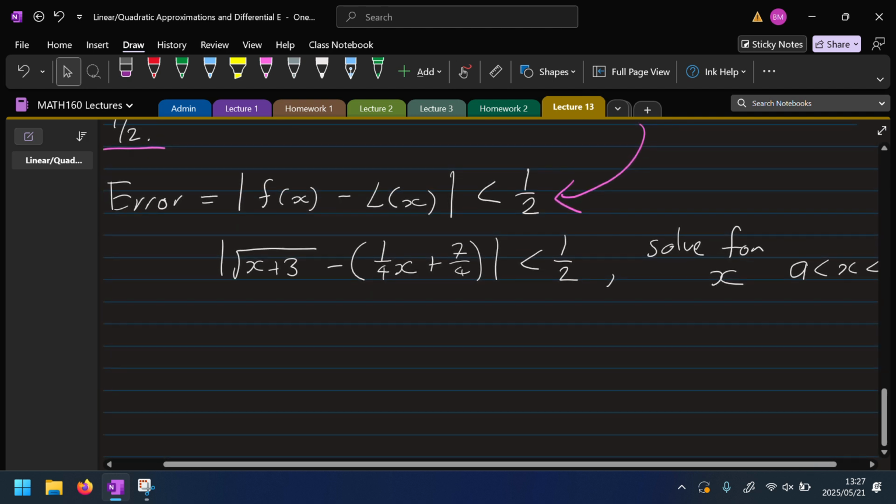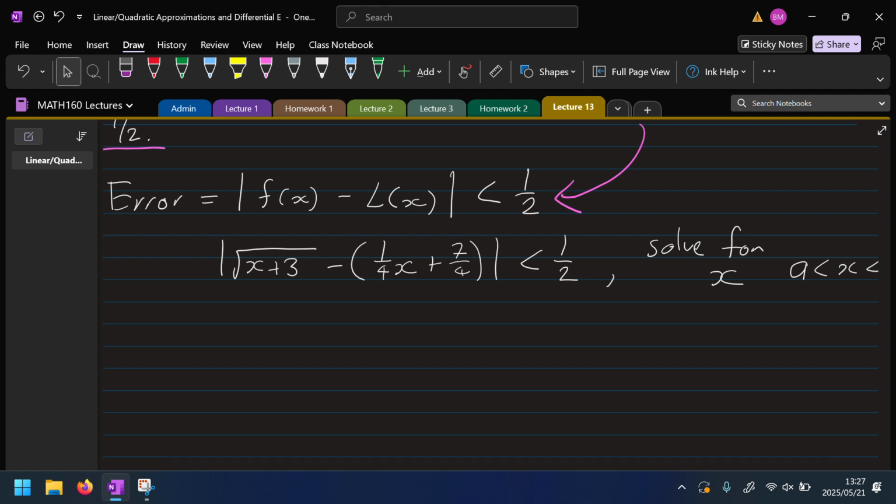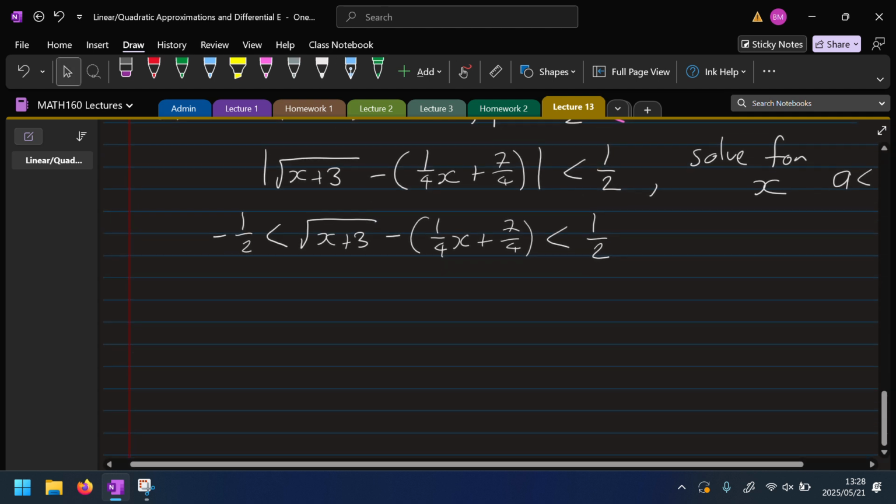If we have the absolute value of something less than a half, that means whatever that something is lies between minus a half and a half. So we're going to have minus a half is less than that something inside, root x plus 3 minus 1/4 x plus 7/4, and this is less than a half. That's just using your absolute value properties. We covered that several weeks ago.